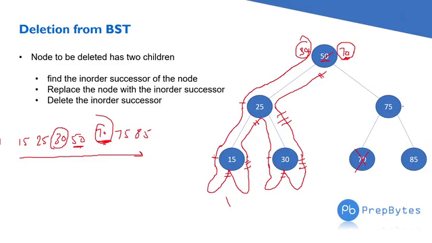Go to the right side, and in the right subtree the leftmost element will be your in-order successor. If 70 is not here, then 75 is the leftmost element, correct? In case of the in-order predecessor, go to the left side and the rightmost element is this, correct? So don't get confused, it is very simple to find the 70. I will show you in the code. Then replace it with this 70, and just delete this one. It is done. So this was deletion from BST.